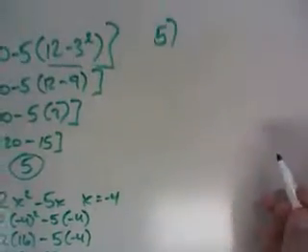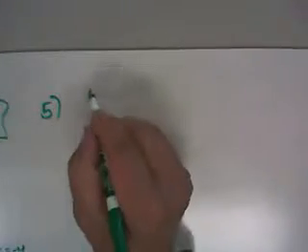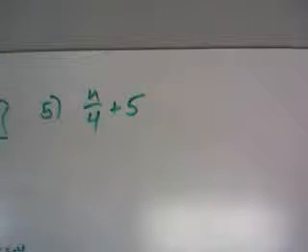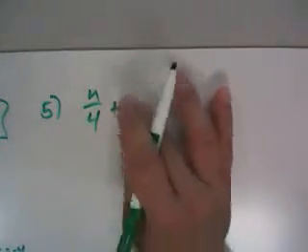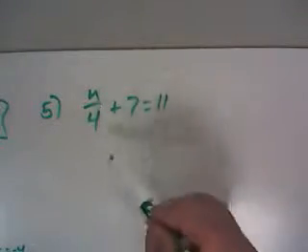Number 5. And we're going to do number 5 here. We had struggled with number 5 a little bit, and I didn't think that we would, but we did. So let's see if we can figure out what happened here. N over 4 plus 7 is equal to 11. All right. This is a two-step equation.